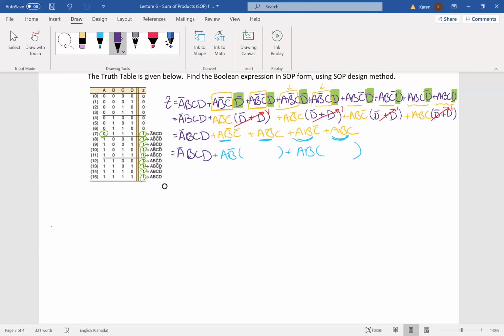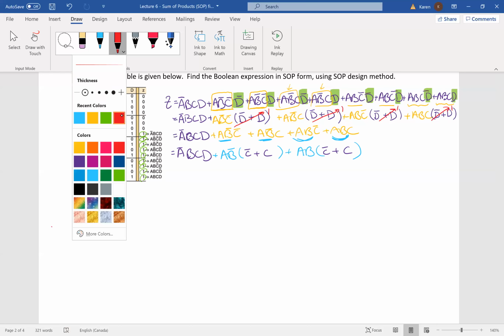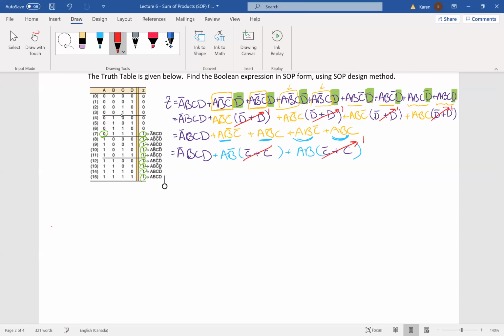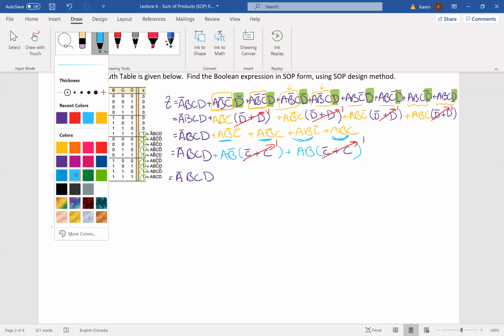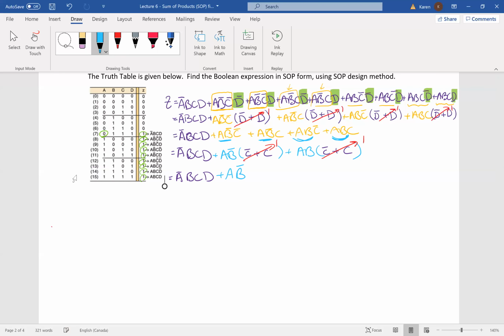And here I'm left with C inverted or C, C inverted or C. Of course, C inverted or C is equivalent to 1 because it's an OR gate. One of them's a 1, one of them's a 0. So the answer has to be a 1. So we don't really have to write it because we know it's ANDed. So the output must be the same as the input.